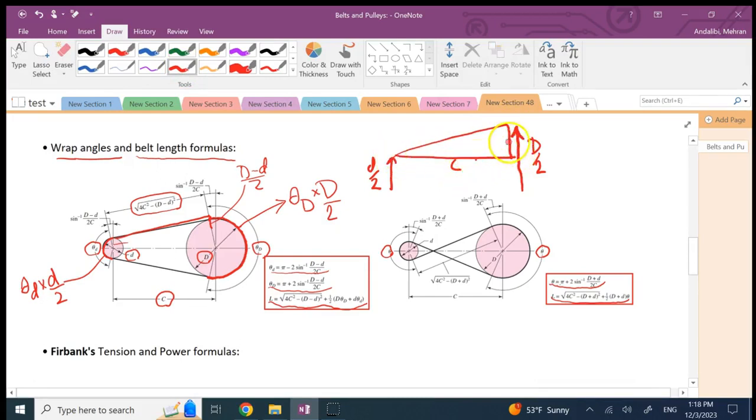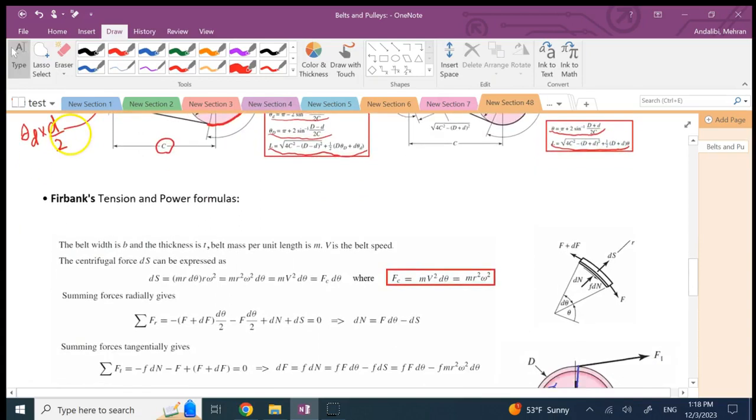Okay, so this is the hypotenuse. Square it, subtract it from the other one, take a square root, and you should get this one, and you multiply it by 2 to get the total length over here. So this is how much belt you need, and the wrapping angles, which are important for the next part. Now, what is the next part?